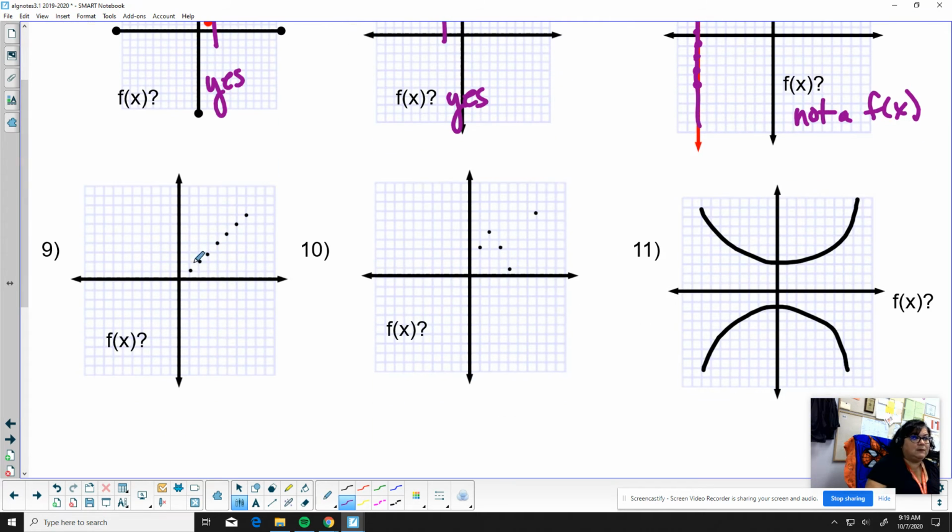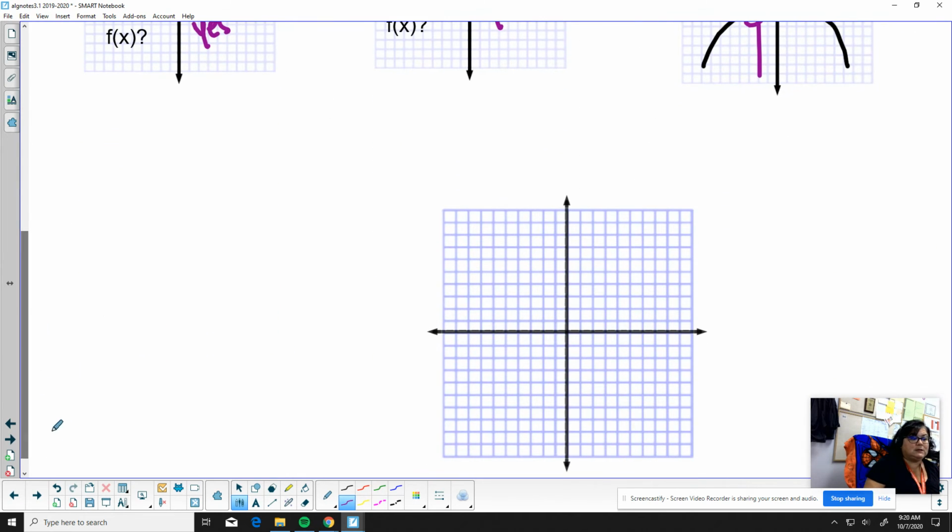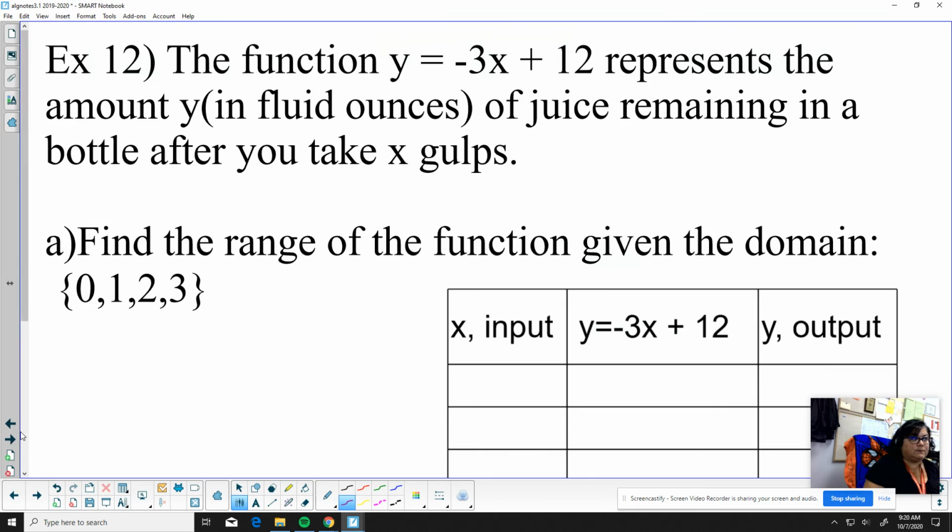Okay, if I do this one, this is yes, because no matter where I draw it, it only crosses once. So this is yes. This one, if I cross right here, yes, it's fine. Once, once, once, and once. This is yes also. This one would be not a function because if I draw that line, it crosses 2 times. So if it crosses more than once, it is not a function.